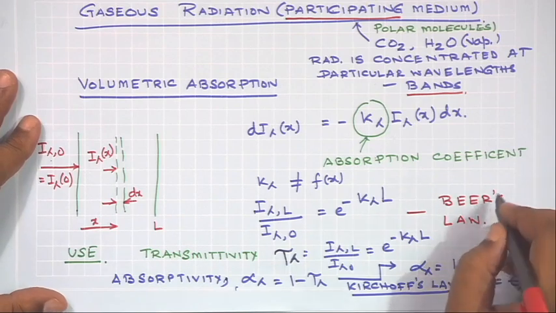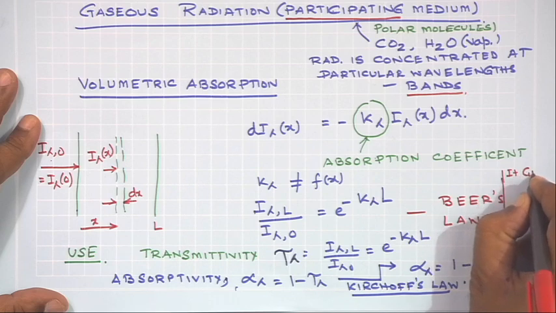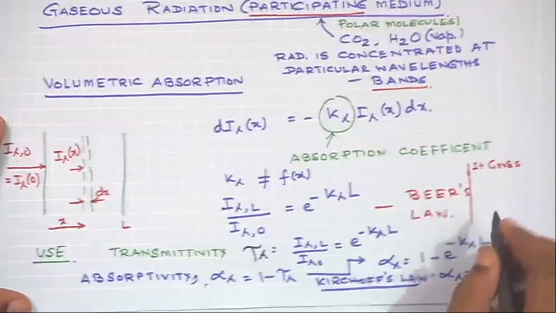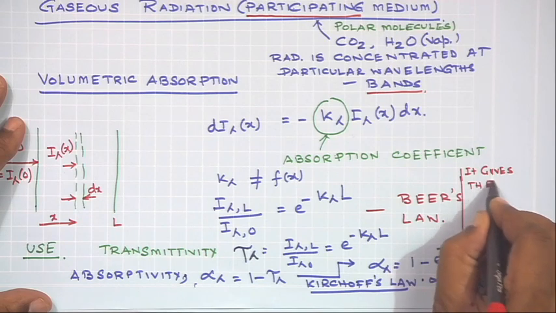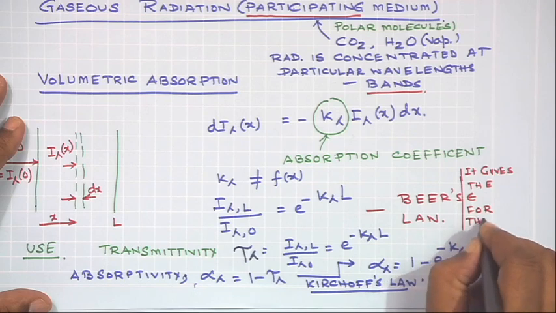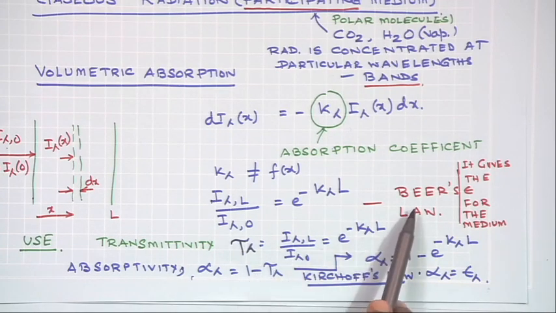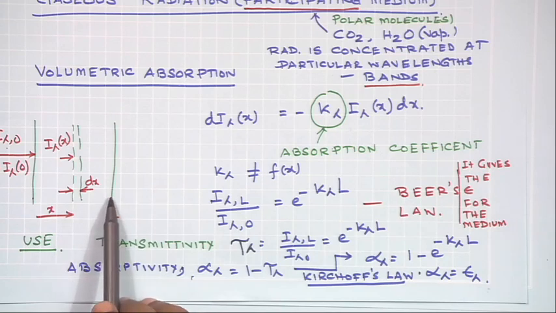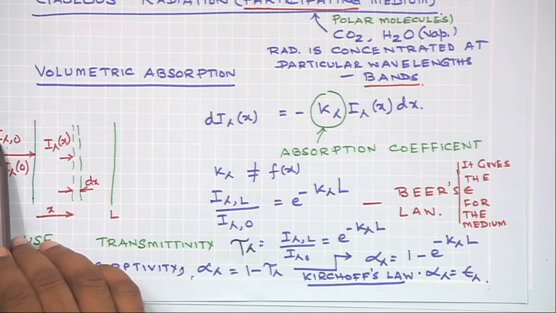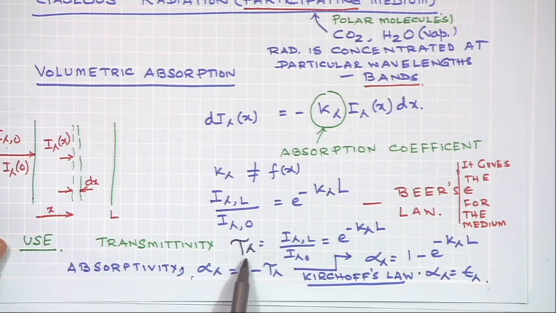So, the important thing that I would like to highlight is that it gives the epsilon for the medium. So, what you see over here is that there are several applications of Beer's law. First of all, it gives you an idea of how much radiation you are going to get at a distance L if the incident radiation has a value I lambda 0. So, that is Beer's law, and this is the traditional definition of transmittivity.